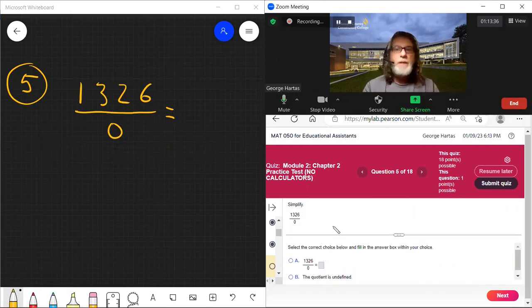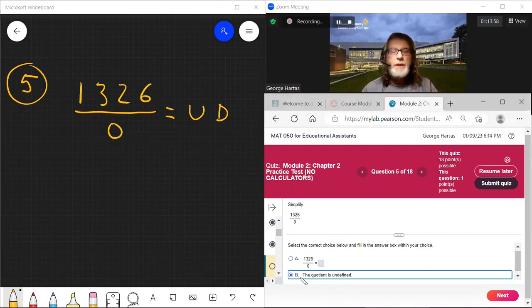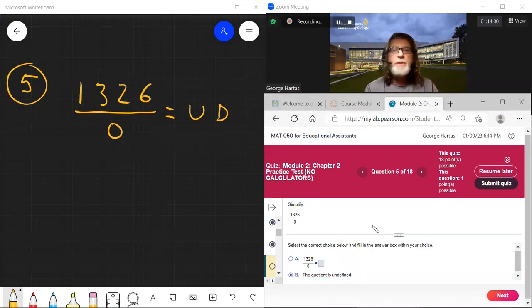Question 5, simplify 1326 over 0. Now, this was one of the properties that we looked at before. Whenever you have a 0 in the denominator, the answer is undefined. Undefined, not defined. So it's going to be B for this problem here.